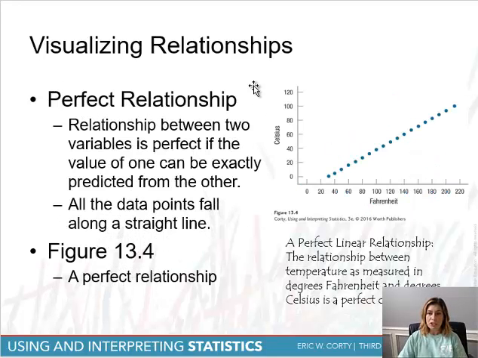Well, a perfect relationship would be a straight line. For every incremental change in one variable, you should see an equal incremental change in another variable. So if we were to take temperature and measure it two ways, Fahrenheit and Celsius, and then plot those two temperatures, we will see an exact straight line. That's a perfect relationship.